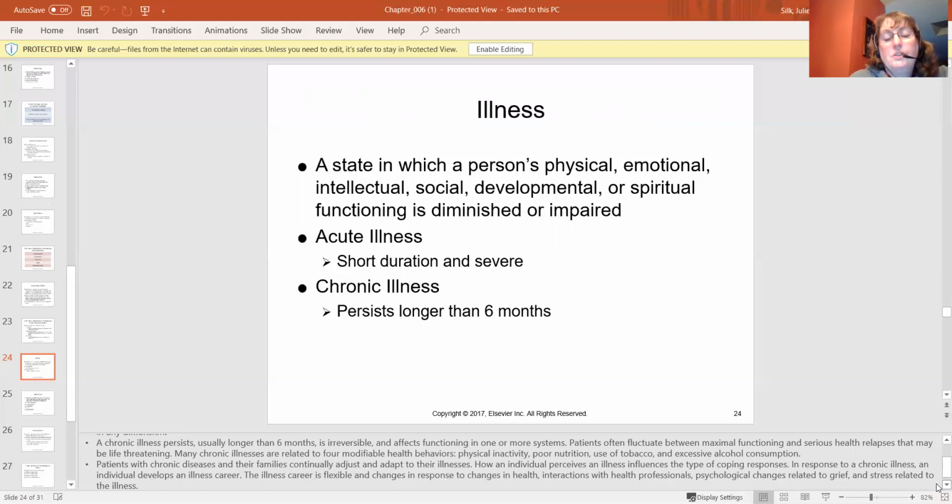How an individual perceives an illness influences the type of coping response. In response to a chronic illness, an individual develops an illness career. The illness career is flexible and changes in response to changes in health, interactions with health professionals, psychological changes related to grief, and stress related to the illness.